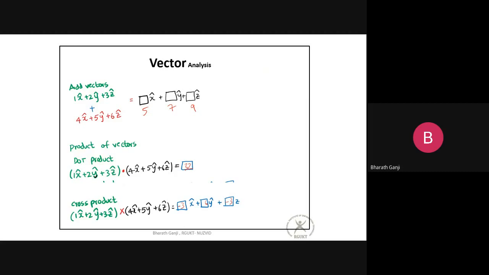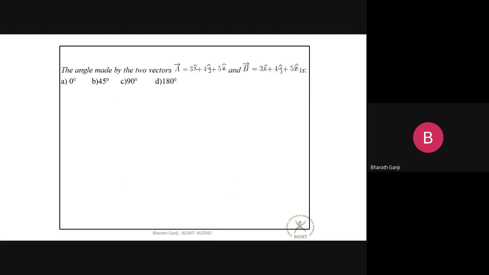Instead of talking about vector algebra, I thought of giving you some questions and try to revise your concepts. Okay. So while you solve the problems slowly, you can get all the concepts back. You can refresh your concepts. So here is your next question.